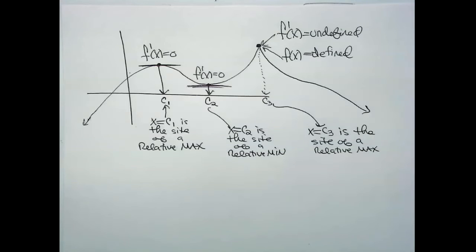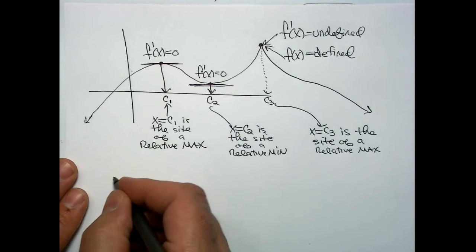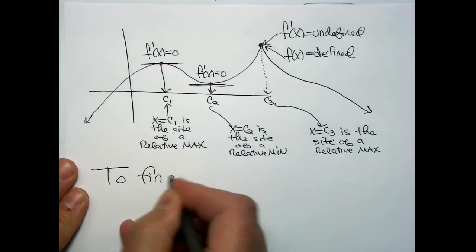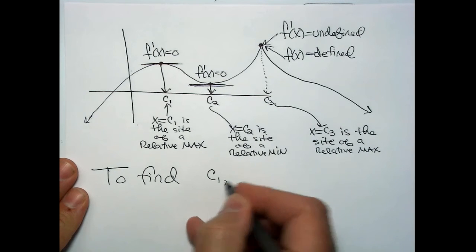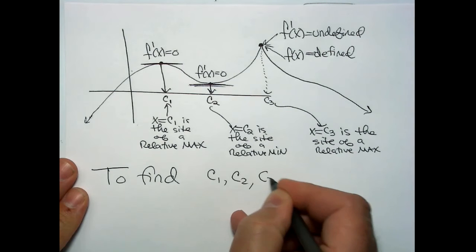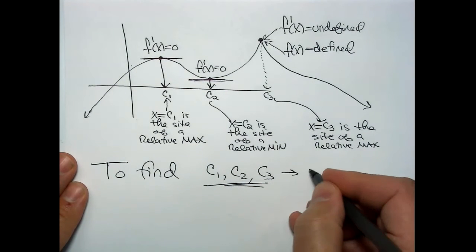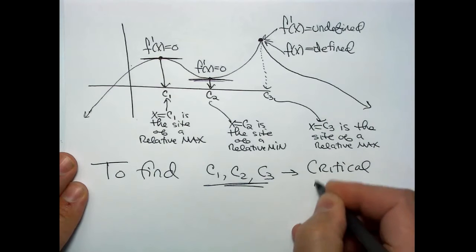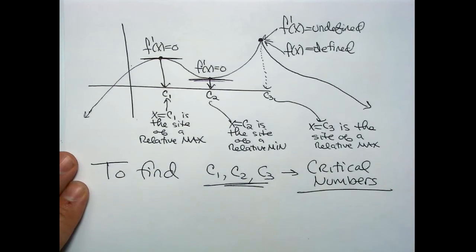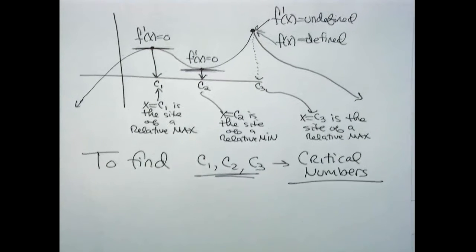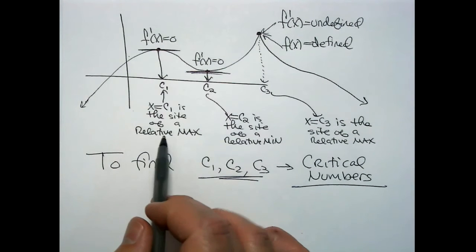Okay. So look at what we found. Calculus is going to help us find these x values that get us these relative maxes and mins, these hills, valleys, and also these sharp corners. But we're going to have to look for them in a couple of different ways. So to find C1, C2, and C3, which, by the way, we refer to as critical numbers, they sound pretty important, and they are. Your critical numbers are the sites of relative maxes and mins.